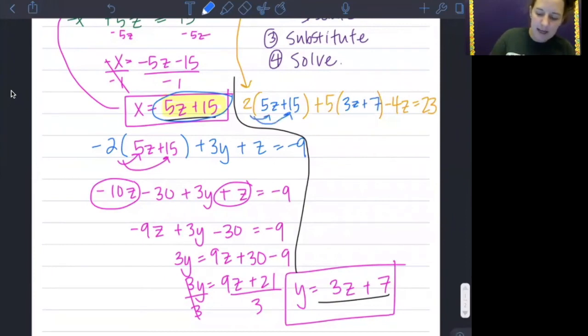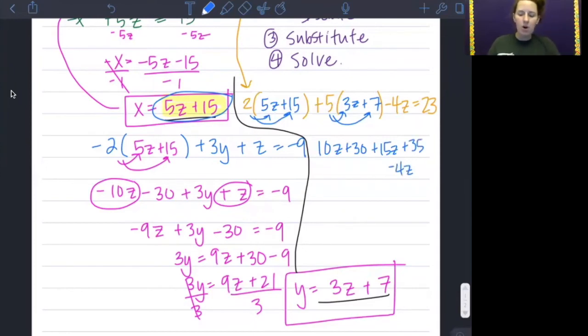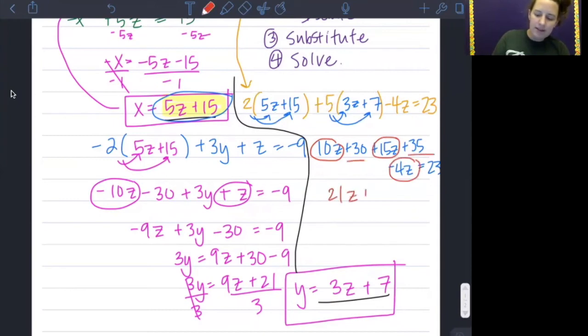So I have 10z plus 30. Distribute this 5. So we have plus 15z plus 35. I still have a minus 4z, and that's all equal to 23. So that's all one equation right there. We need to combine together our z's. So 10z plus 15z is 25z, minus 4z is 21z. Then I have 30 and 35, so plus 65 equals 23.